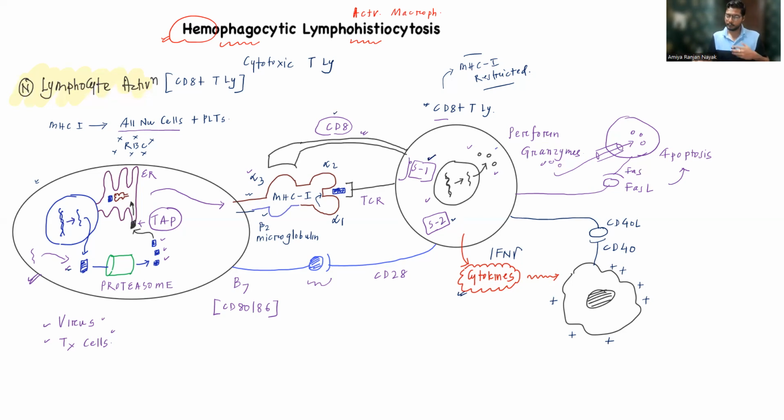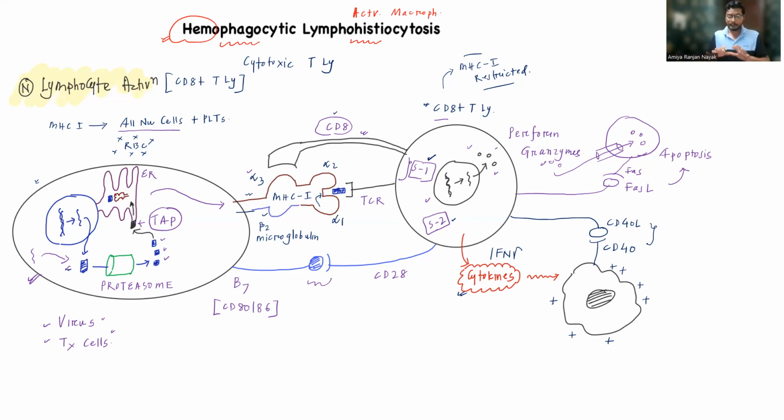On the other hand, once these T cells are activated, they will also produce some of the cytokines, which will recruit more and more macrophages. Okay, and with the help of this CD40 ligand and CD40 interaction, these macrophages can be activated more and more. And once these macrophages are activated, they'll cause damage to the affected cells.